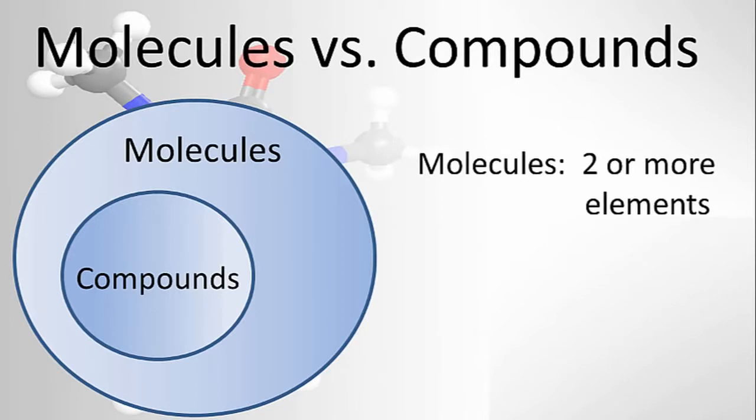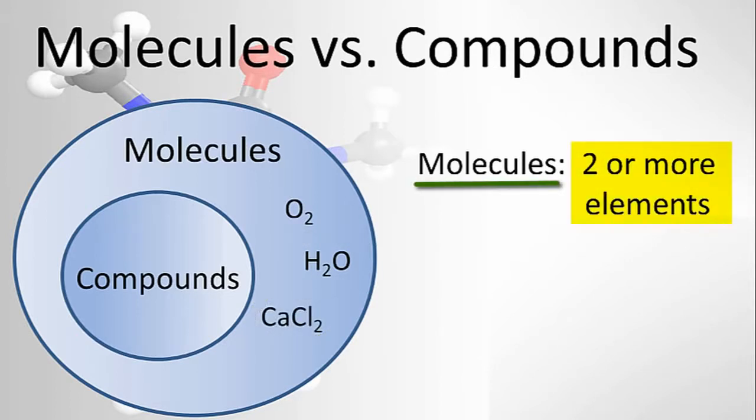We have molecules, which are two or more elements. So things like O2, we have two oxygens chemically bonded, or H2O, where we have two hydrogens and an oxygen chemically bonded, or CaCl2. Those are molecules because there's two or more elements.